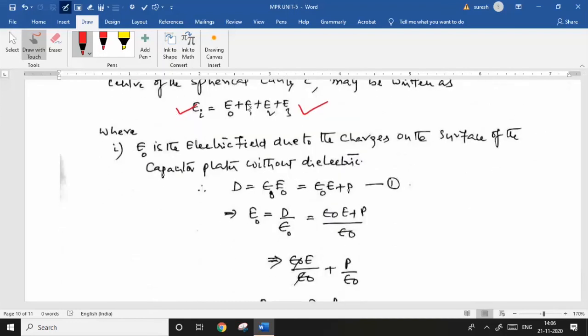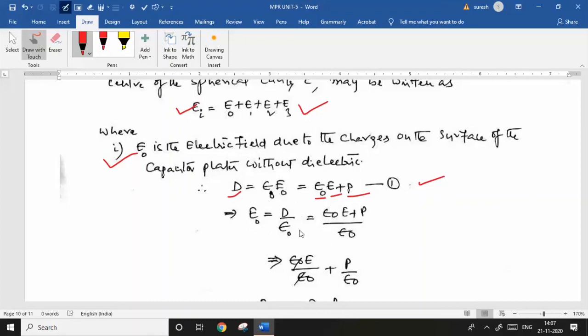Let me explain the terms, starting with E0. First of all, I would like to explain the significance of E0 in this equation. My E0 is the electric field due to the charges on the surface of the capacitor plates without dielectric. We know that the electric displacement D is equal to epsilon naught E0. D is called electric displacement, epsilon naught is called permittivity of free space, E is called intensity of electric field, and P is called electric polarization. Therefore, from this equation I will take the value of E0.